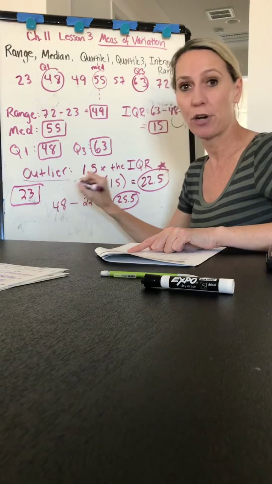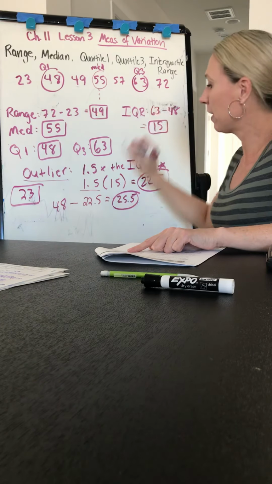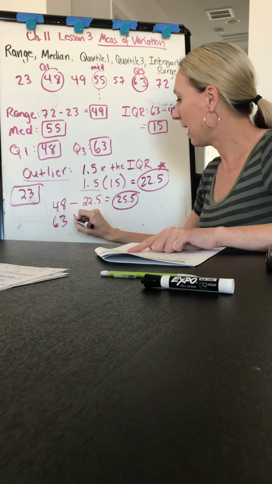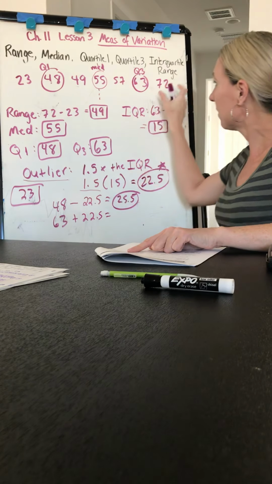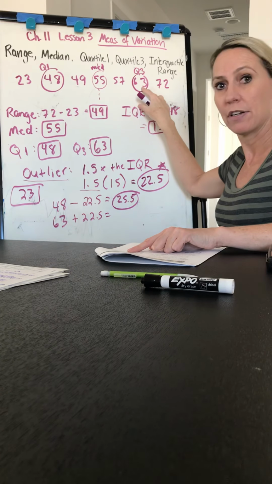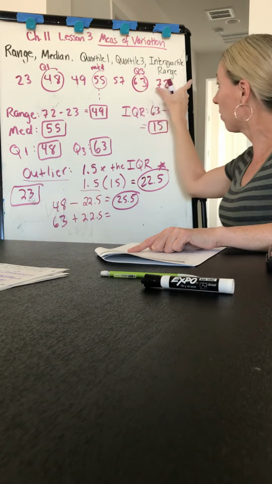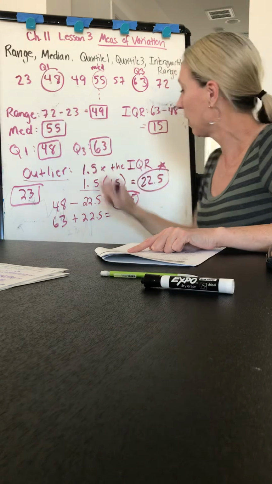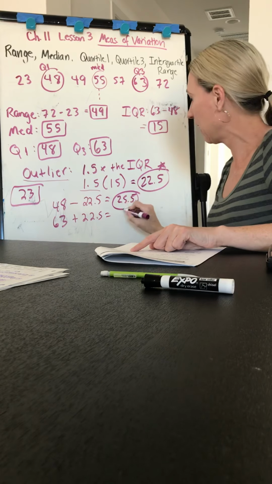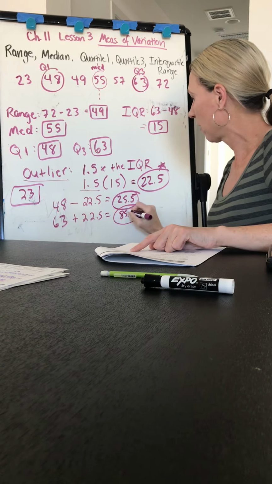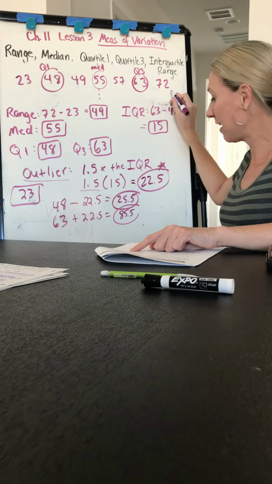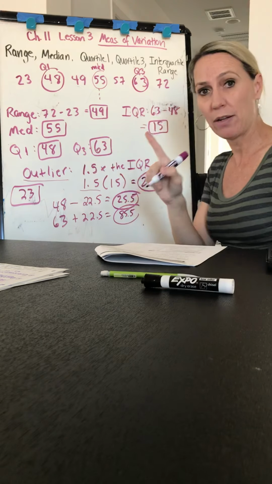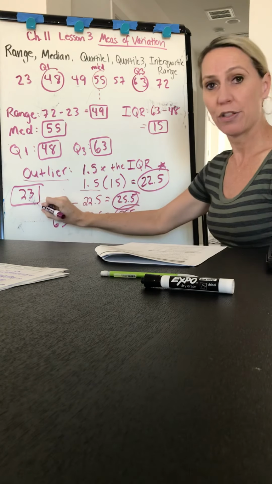Now we have to check our upper outlier. So we're going to take Q3, but instead of subtracting the magic number, we're going to add the magic number, because it can be 22.5 spaces away from this one going to the right and 22.5 spaces going from this one to the left. So when we add those together, we get 85.5. Okay, is 72 bigger than 85.5? No, it's not far enough to be an outlier. So there's only one outlier in this data set, and it's 23.